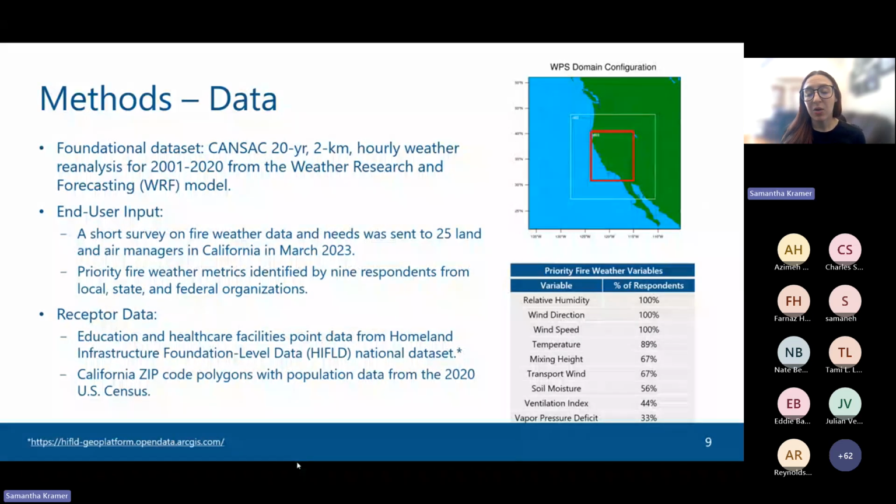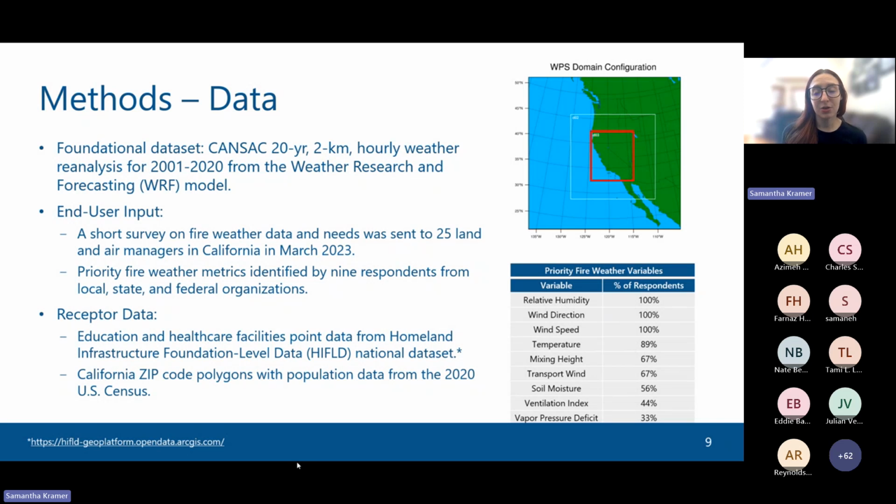So just some background on what data went into this tool. Everything here is based on the CANSAC 20-year, 2-kilometer hourly weather reanalysis from 2001 to 2020. I'm sure there's plenty of you on this call that regularly use the CANSAC forecast system, again, hosted at DRI, funded by the CANSAC program. It's a great forecast tool. I personally use it myself. And in this case, they also have a 20-year climatology. So that is the data that we used.